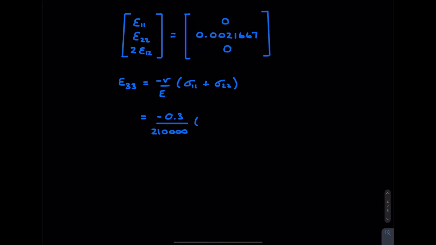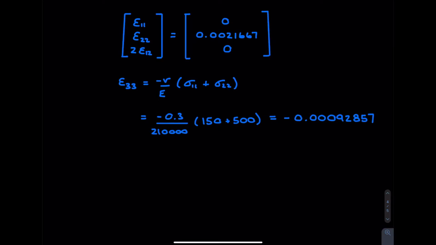So sigma 1,1 we said is 150 in this case. Sigma 2,2 is still 500. That doesn't change between conditions. And when I throw all of this in, I get that epsilon 3,3 is negative 0.00092857. Of course, there are more decimals, but I'm just going to stop there.